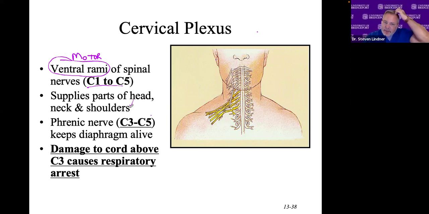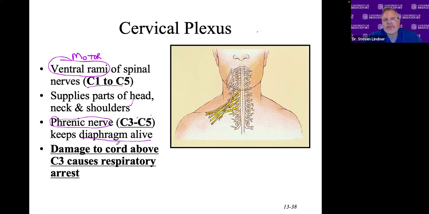And another important nerve that comes off the cervical plexus is the phrenic nerve. And the phrenic nerve originates from C3 to C5. So C3, C4, C5 help keep the diaphragm alive. So C3, C4, and 5 specifically go to the diaphragm.